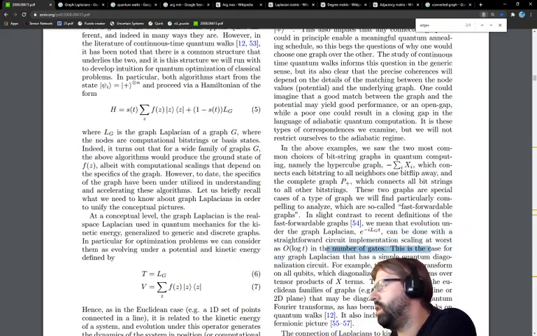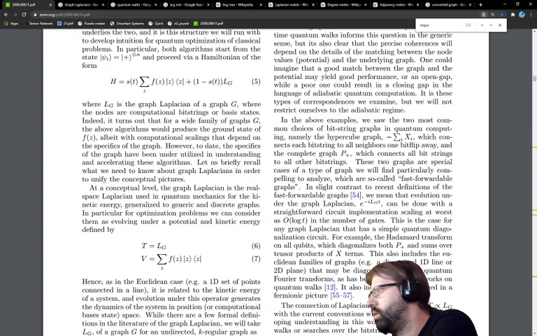This is the case for any graph Laplacian that has a simple quantum diagonalization circuit. For example, the Hadamard transform on all qubits, which diagonalizes both the projector P plus and sums over tensor products of X terms. This also includes the Euclidean families of graphs, which has been noted in the early works on quantum walks. It also includes graphs defined as a primary picture.